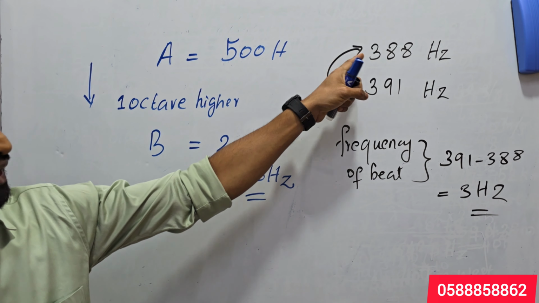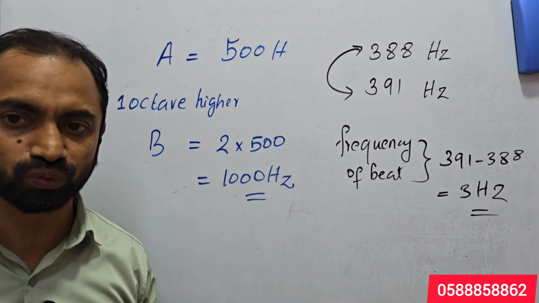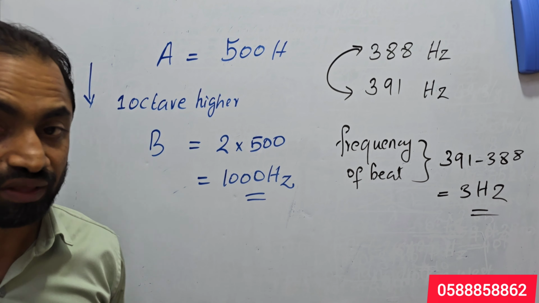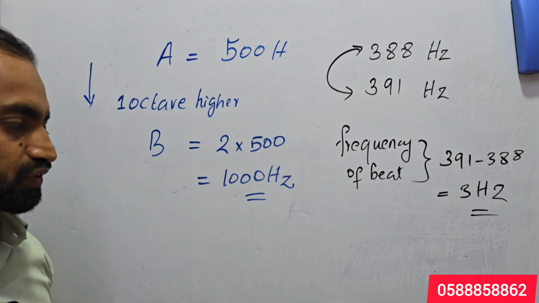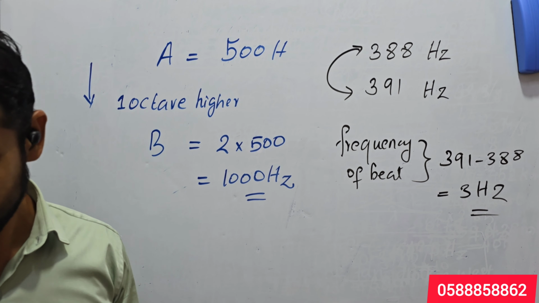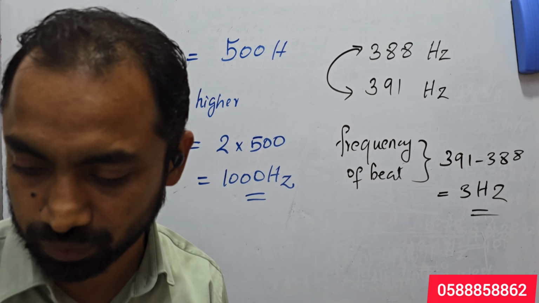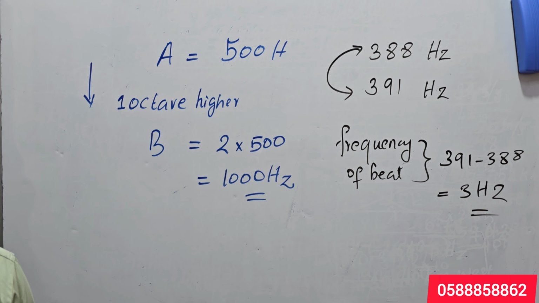For example, if you do 388 minus 391, you will get a minus, but don't write a minus, okay? Absolute value of the difference in frequency. So the beat frequency is always positive. Don't write negative, you will always get a positive value.